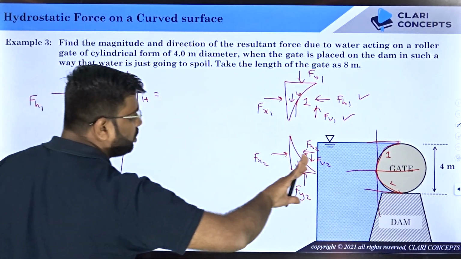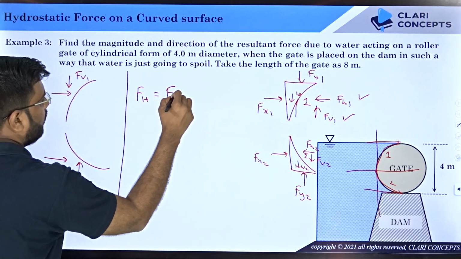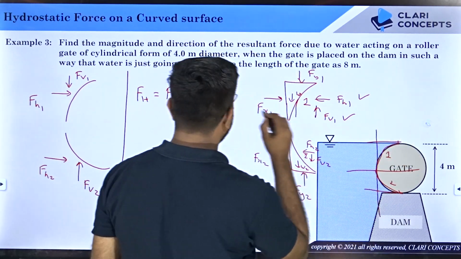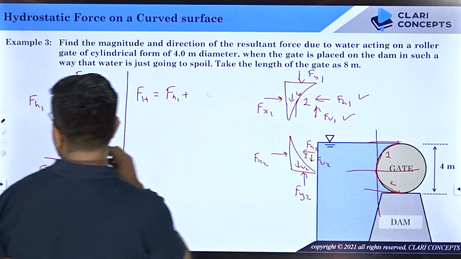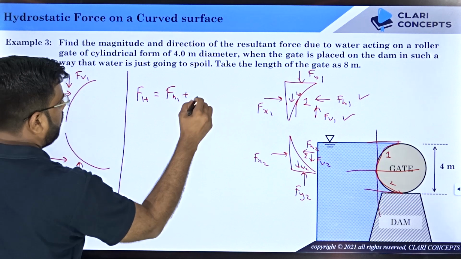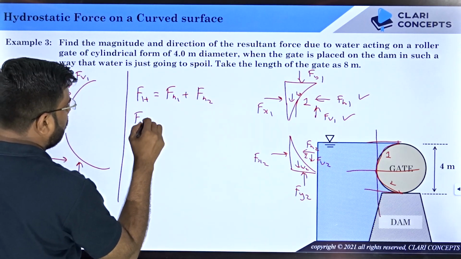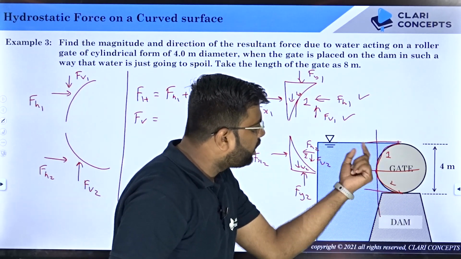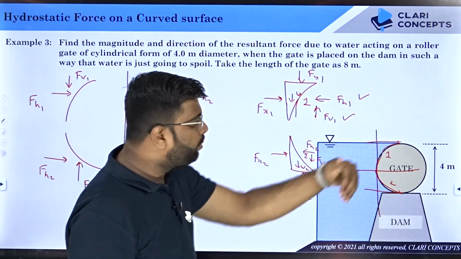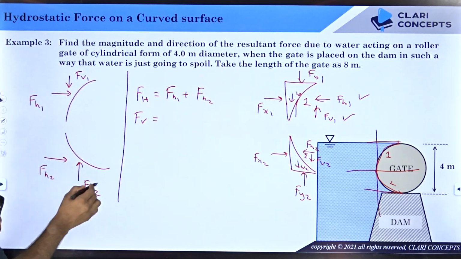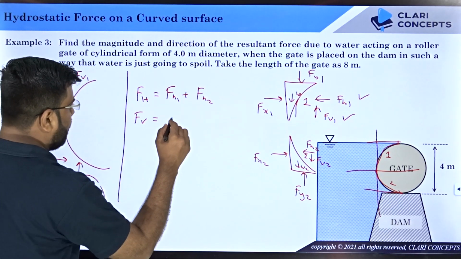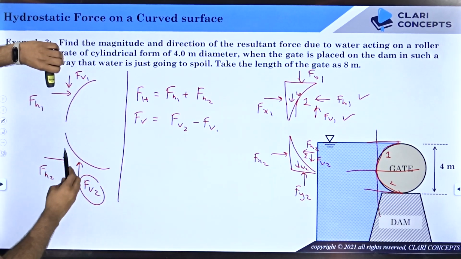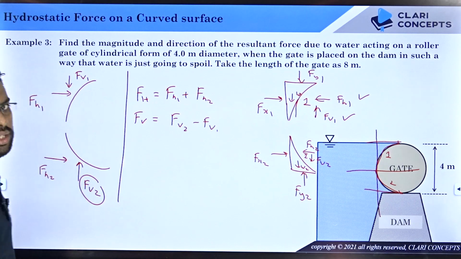So the total horizontal force on the gate Fh will be equal to Fh1 plus Fh2, and then the total vertical force. Since this arc is at a larger depth, the vertical force on this arc will be larger than the vertical force on that arc, but both are opposite. So Fv is Fv2 minus Fv1, the net force. Let's say this is 50 newtons and this is 80 newtons. So 80 minus 50 will be the net force, 30 newtons, right?